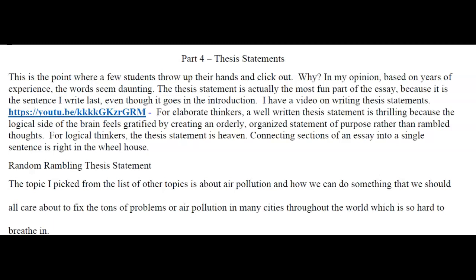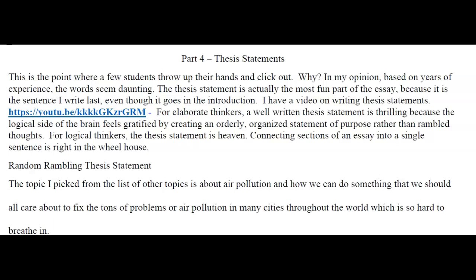But let's talk about the different approaches to thesis statement writing. If I'm an elaborate thinker, I'm all over the place. I care about this topic. I want the reader to care about this topic. I'm all over the place. If I'm a logical thinker, I have a tendency to go a little bit too logical into it, and now the reader doesn't really know or want to learn any further. So let's look at a rambling thesis statement.